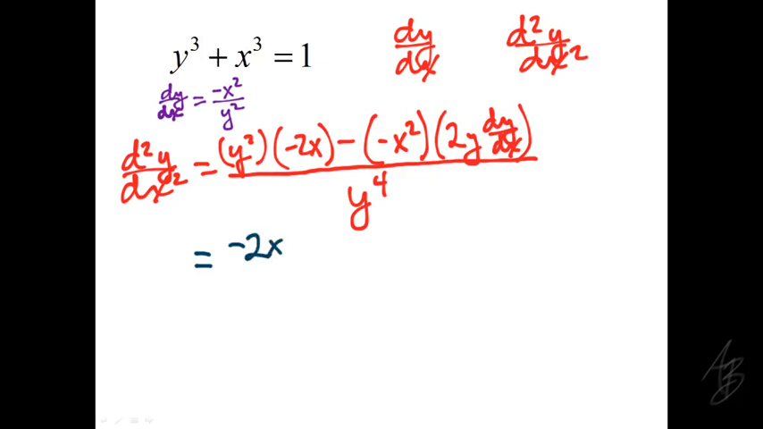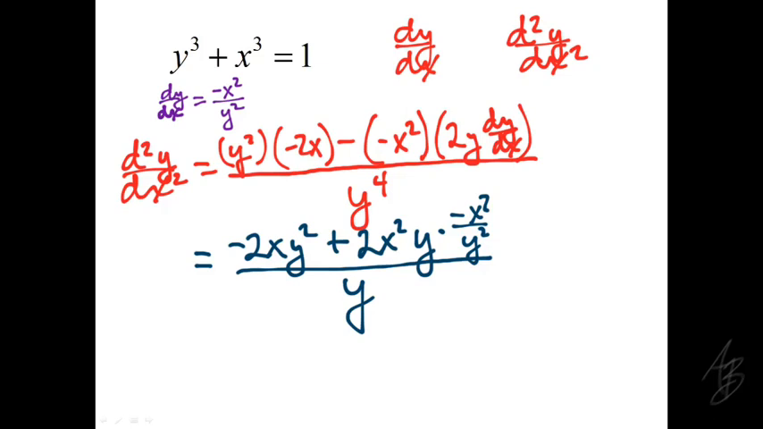negative 2xy squared plus 2x squared y times negative x squared over y squared, all over y to the fourth. Now we've satisfied the condition that we get rid of dy dx, and this would be an acceptable answer for a free response. It would not be a bad idea to try to simplify this a little bit more. We might have to match it up with a multiple choice response.